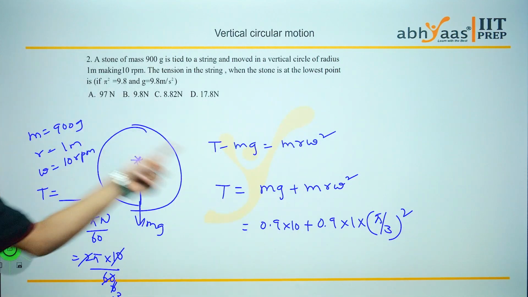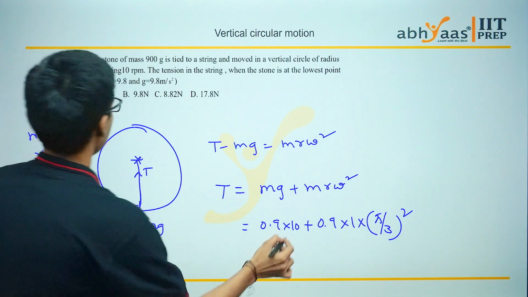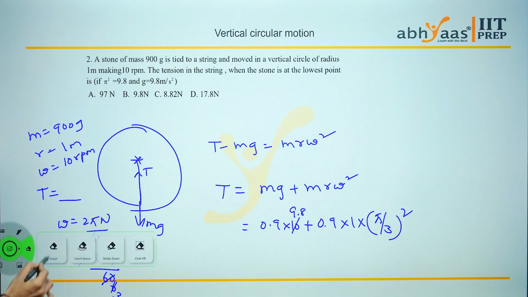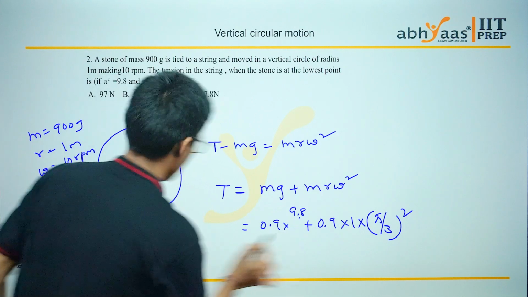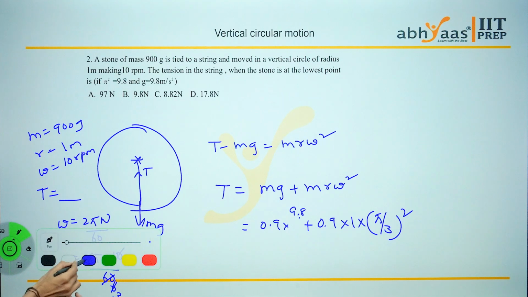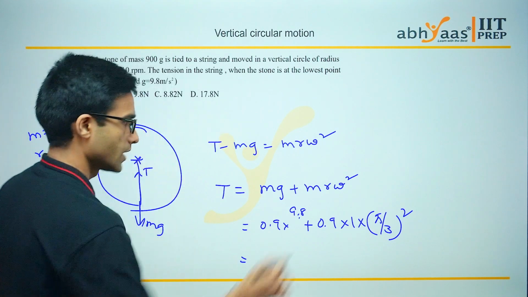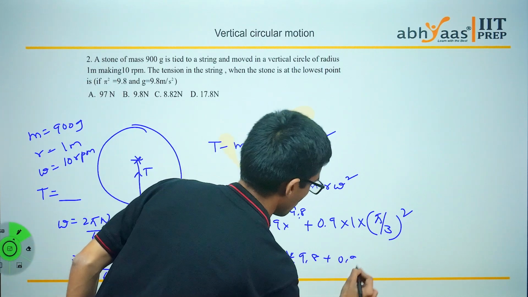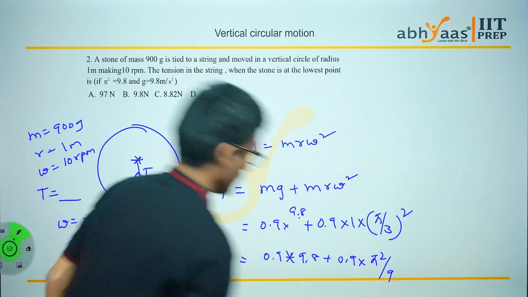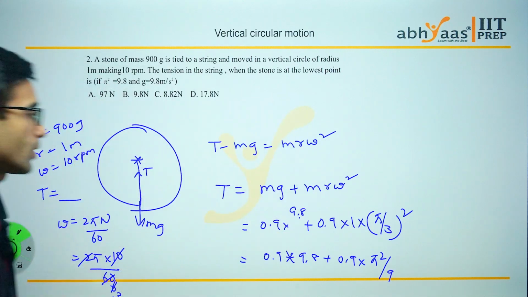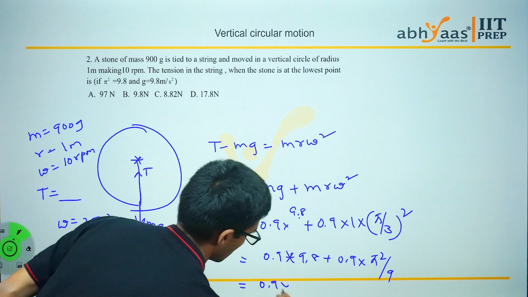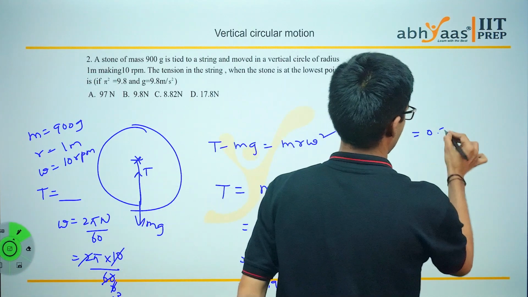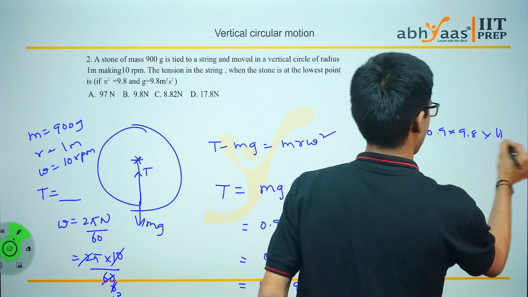He has only given pi square value as 9.8, and g value also 9.8, so you can take that as 9.8. He has not given 10, so we should not take 10 here. So 0.9 into 9.8 plus 0.9 into pi square by 9. Pi square is also 9.8, so you can take 0.9 into 9.8 common: 1 plus 1 by 9. So that is 0.9 into 9.8 into 10 by 9.